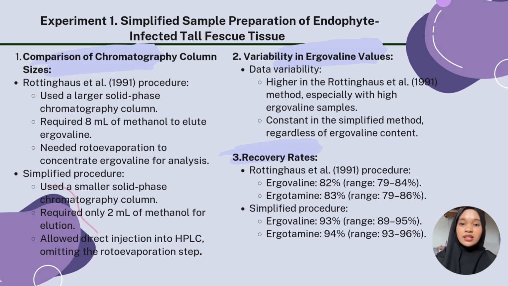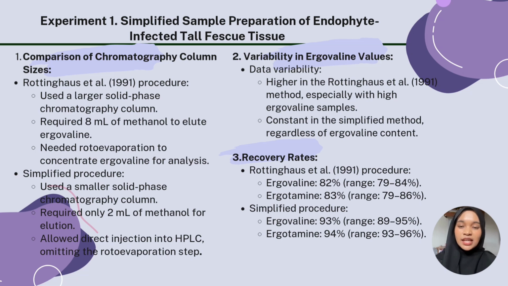And last but not least, recovery rates. Recovery of alkaloids using the Rottinghaus et al. procedure averaged 82%, in the range of 79 to 84% for ergovaline, and an average 83%, in the range of 79 to 86% for ergotamine. These results were similar to Rottinghaus et al. The recovery of alkaloids from the simplified procedure averaged 93%, range 89 to 95% for ergovaline, and averaged 94%, range 93 to 96% for ergotamine.